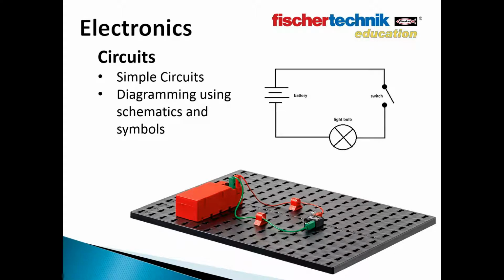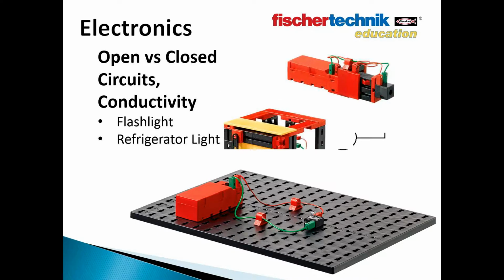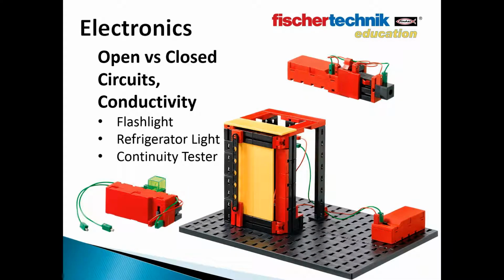Students will begin by learning about circuits, both by creating schematics with the use of standardized symbols and by working with actual circuits. They will begin first by building a simple circuit, and then moving on to exploring open and closed circuits by incorporating the use of a push button that can either connect or interrupt the flow of electricity. This is studied with the use of models simulating a flashlight and refrigerator lighting. Students will also learn about conductors and non-conductors by using a continuity tester.